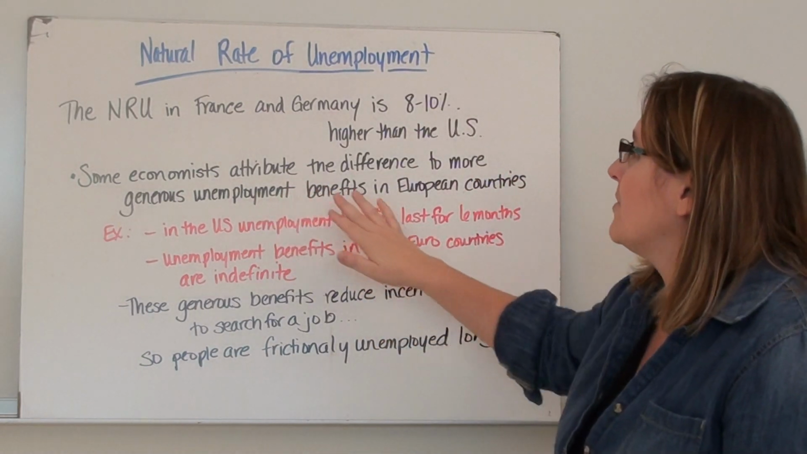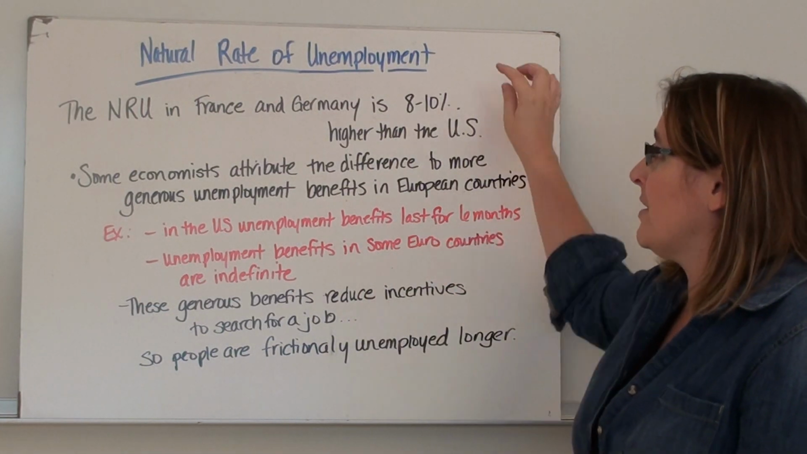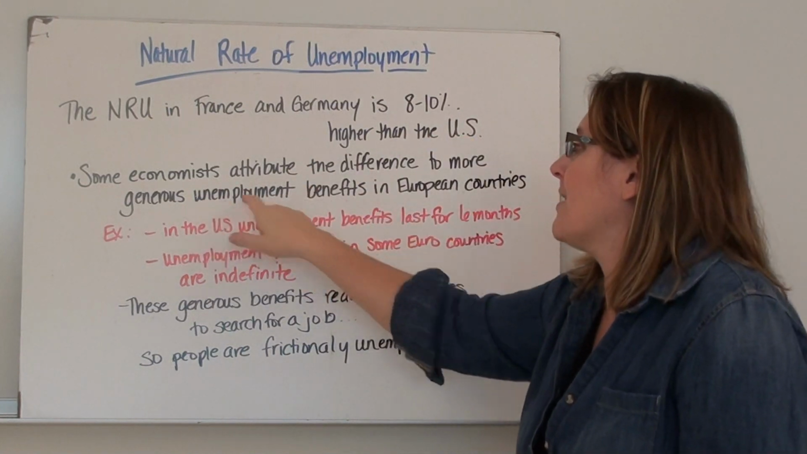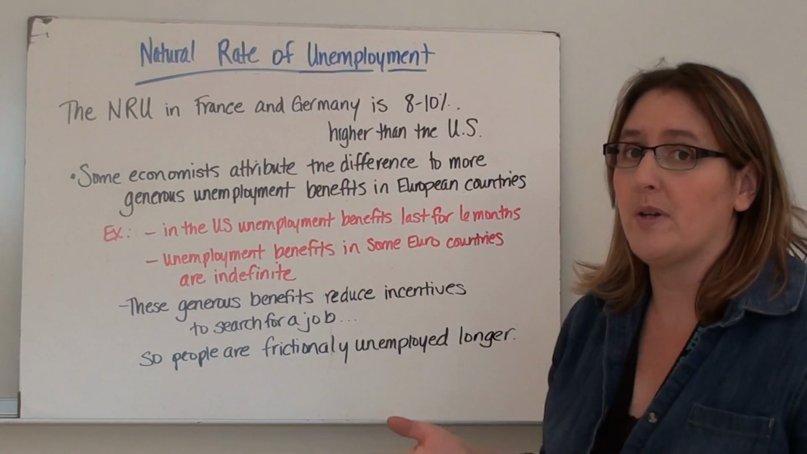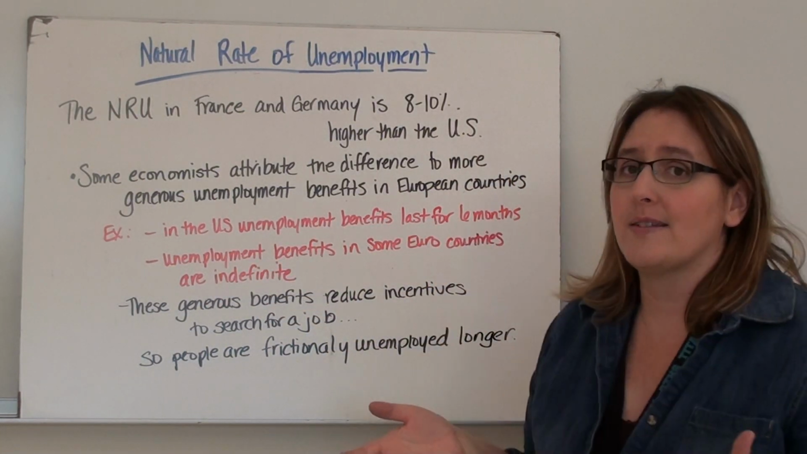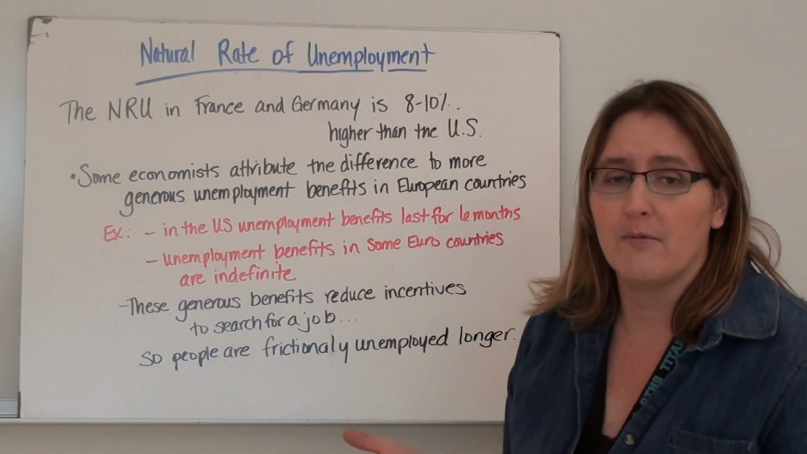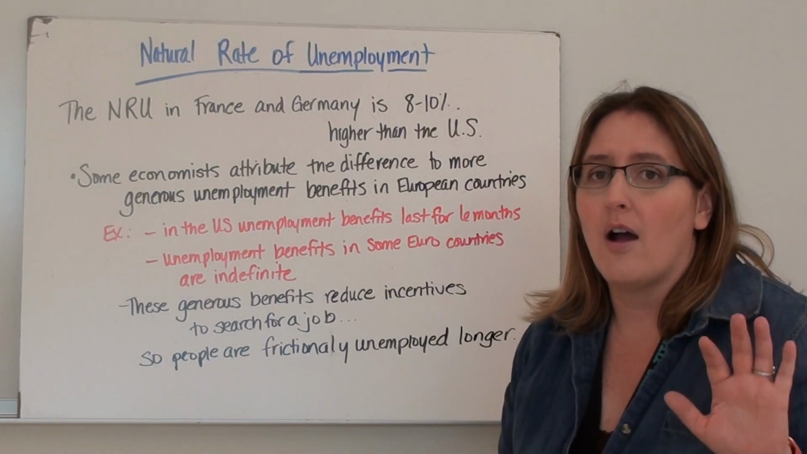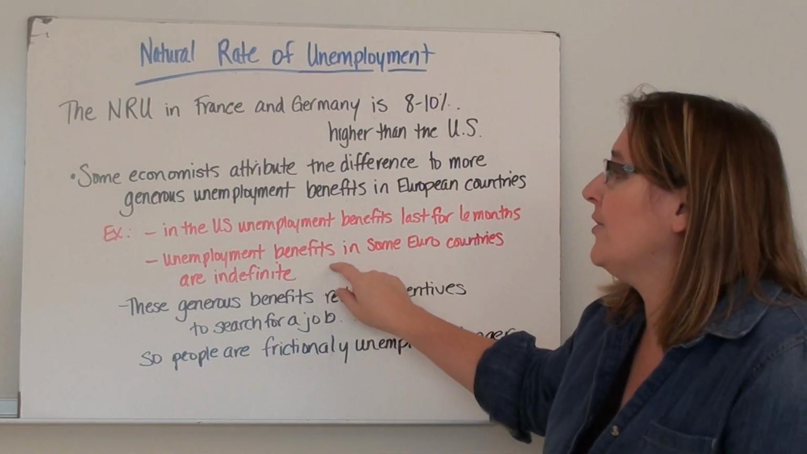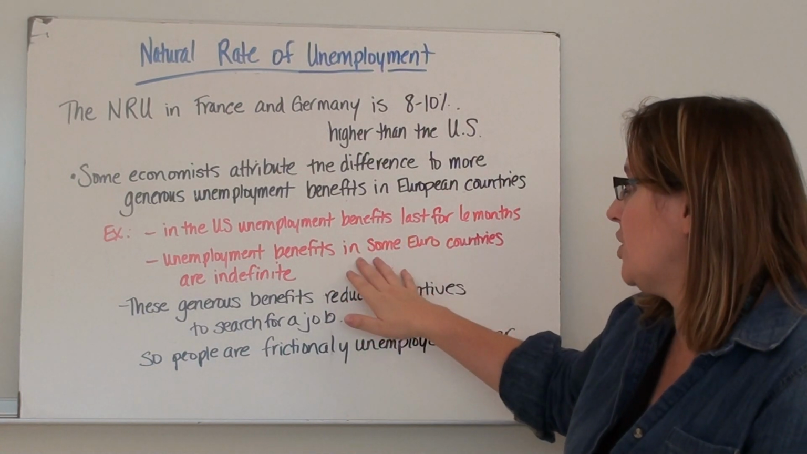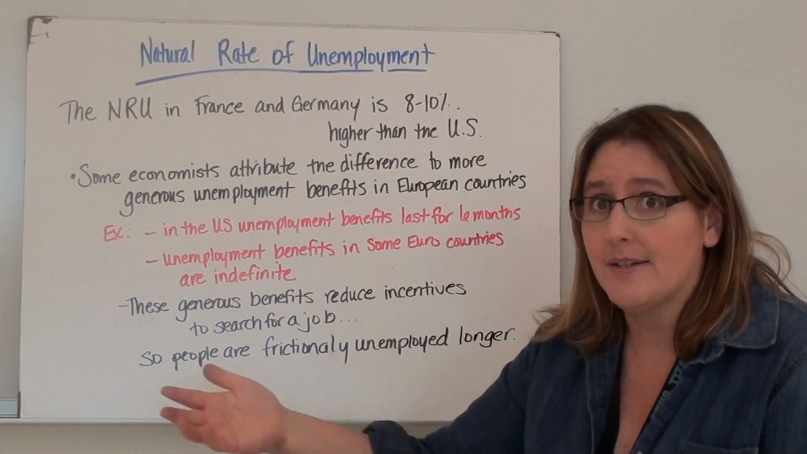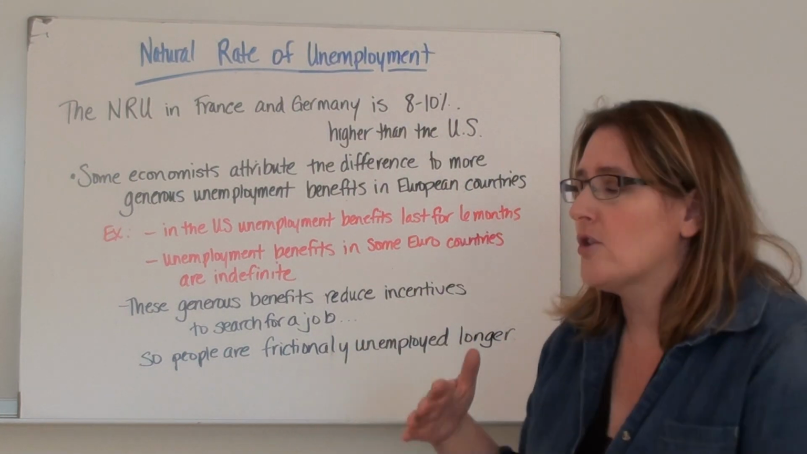And what most of them have come to conclusion is they attribute that difference, that France and Germany's being higher, to a more generous unemployment benefit system in most European countries. So for example, in the US, unemployment benefits last for about 6 months. So you lose your job, you can go and claim federal unemployment benefits from the government for about 6 months, and then you gotta find a job. In other countries, especially countries in Europe, unemployment benefits are indefinite. If you don't have a job, you can claim them until you get a job, no matter how long it takes. So there's no timeline.